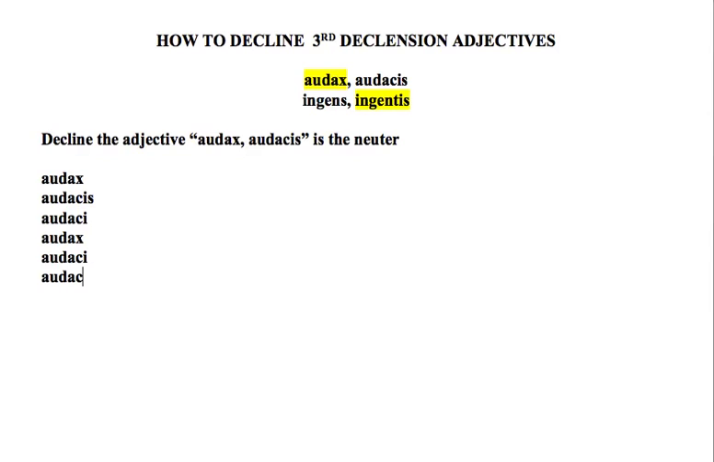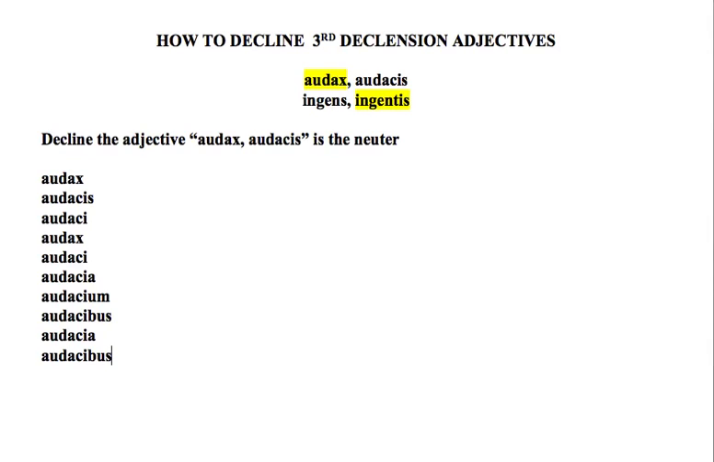And now I move to the plural. So that when I am finished declining the adjective audax, audacis in the neuter forms, it will look like this. This adjective means bold. It's where we get our English word audacity or audacious.